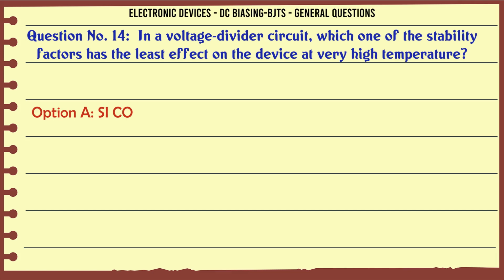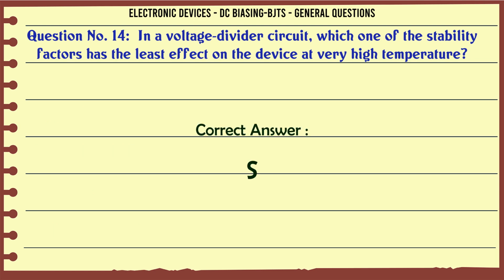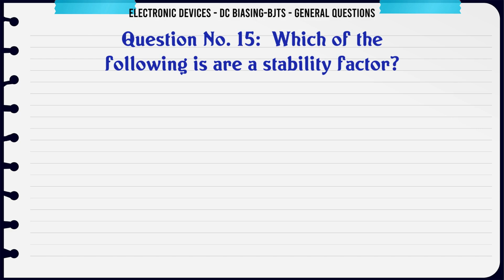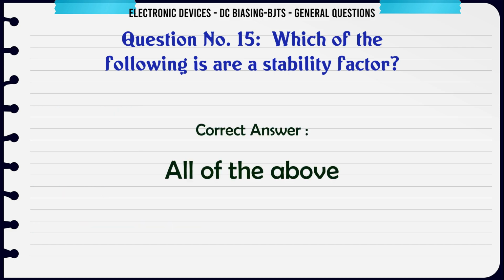In a voltage divider circuit, which one of the stability factors has the least effect on the device at very high temperature? A. Psycho, B. SVB, C. S, D. Undefined. The correct answer is S. Which of the following are a stability factor? A. Psycho, B. SVB, C. S, D. All of the above. The correct answer is all of the above.